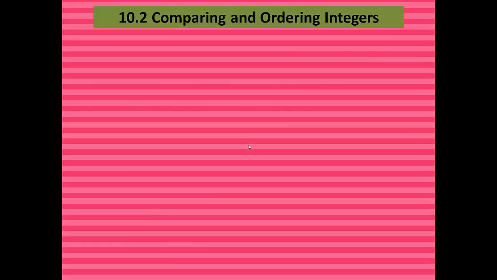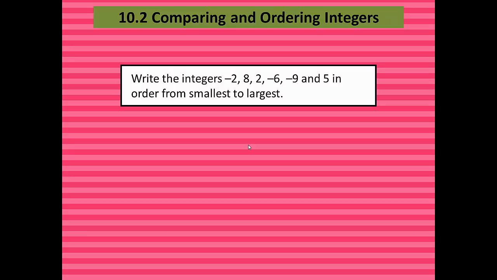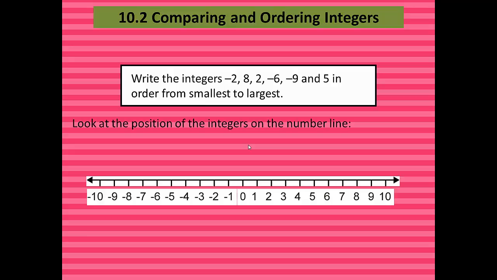So the concepts in 10.1 are all about locating numbers on a number line. In 10.2, we start to compare those numbers that we've located. So look at these integers and order them from the smallest to the largest. Think about a number line when you do this, and think about their position on the number line.